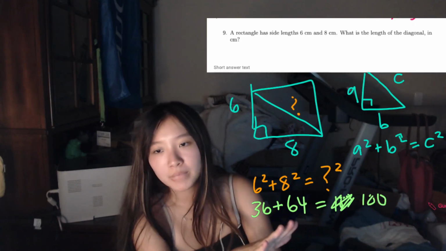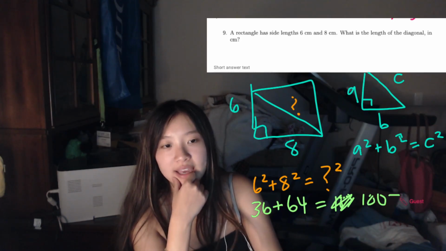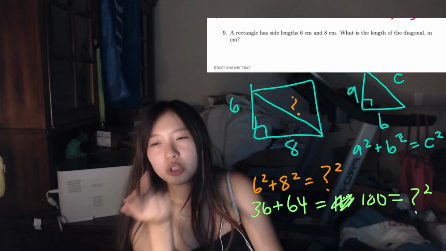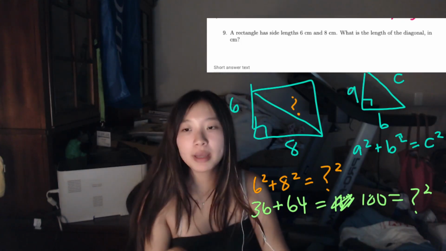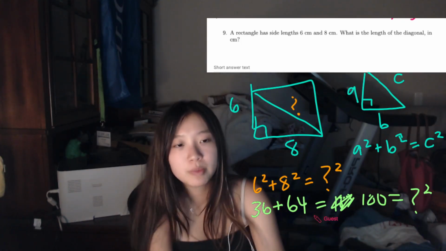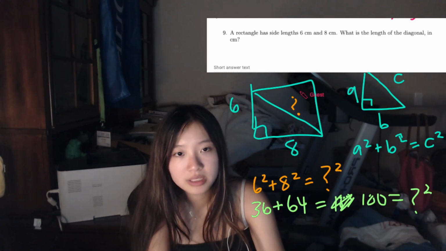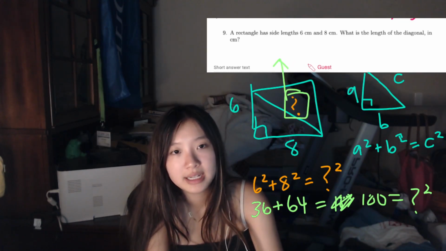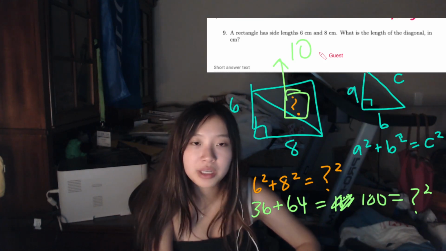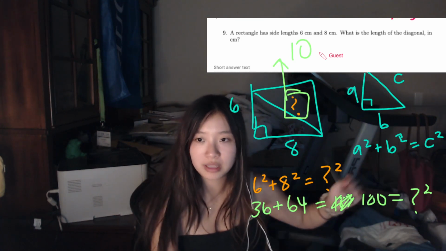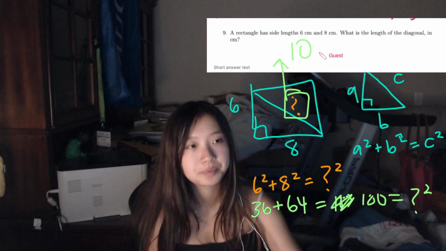100. And this is AKA the question mark squared. So what number squared or multiplied by itself is 100? Well, with a little bit of computation, we can figure out that this diagonal is actually equal to 10. And that's our final answer. So the diagonal length is 10 because of this beautiful thing that we call the Pythagorean theorem.